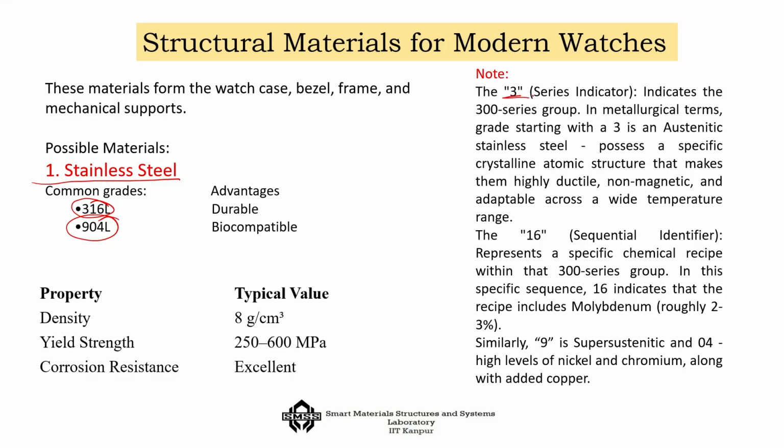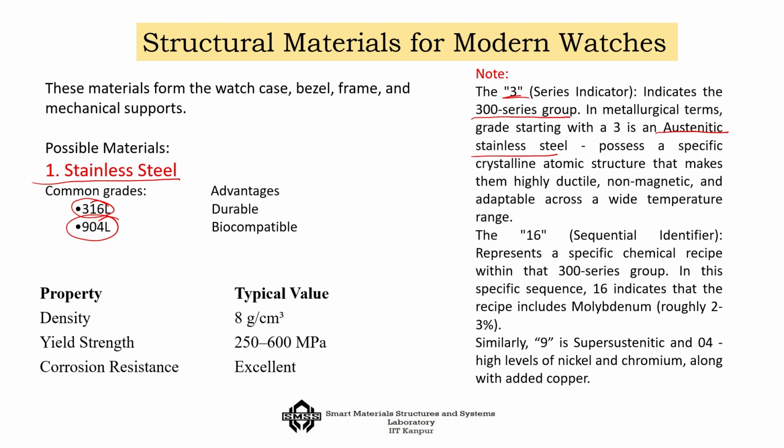The first term, 3 for example in 316, is a series indicator. That indicates the 300 series group. In metallurgical terms, a grade starting with a 3 is an austenitic stainless steel that possesses a specific crystalline atomic structure that makes it highly ductile, non-magnetic and adaptable across a wide temperature range. You see, the watch has to work across a large temperature range. So, that is the first thing, that in winter and summer the watch should not change its properties. That is why the 300 series is the basic minimum you have to have.